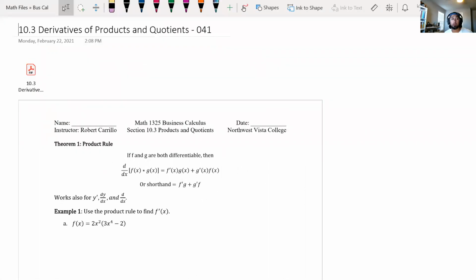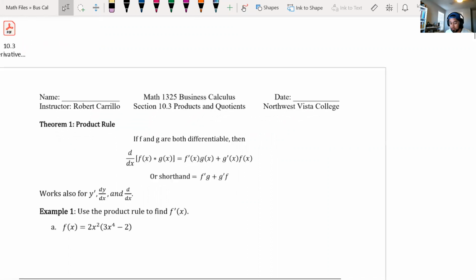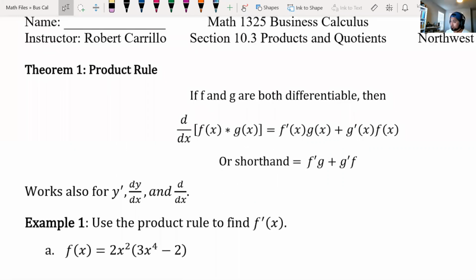Okay, so we are on 10.3 now, the new lectures, and today's about the derivatives of products and quotients. So we will learn the product rule and the quotient rule for derivatives today. So first up is the product rule.